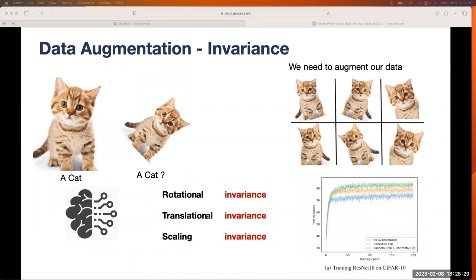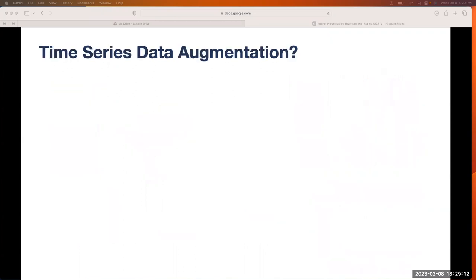Data augmentation is a way of manipulating our input data so that the learning algorithm can learn better and/or faster by exploiting invariance. By the way, here the machine learning task is cat image recognition. And obviously, we don't want our learning process or our classifier to be constrained by the orientation of the cat in the training data. So we usually augment our training data using rotated, translated, and scaled images. But it is not clear what data augmentation means for time series.